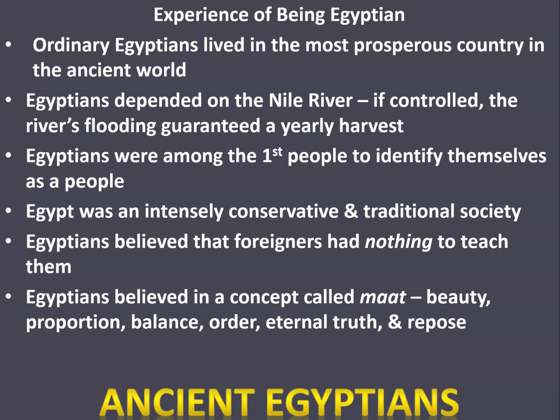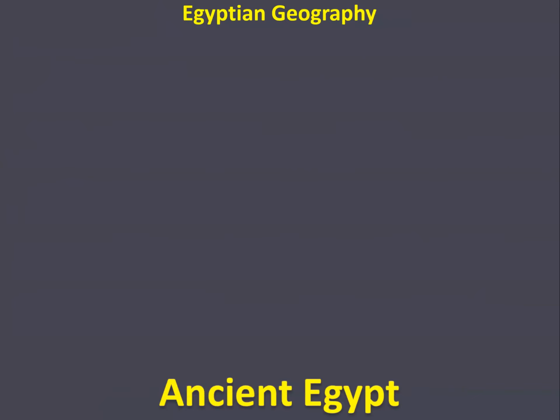Finally, and we'll see this come up again and again throughout the unit, the Egyptians believed in a concept called ma'at. And this can be translated different ways: beauty, proportion, balance, order, eternal truth, repose. But basically, life is ordered. There is a balance, there is a rhythm to life. And if you can find that, if you can embrace that rhythm, embrace that way of thinking about the world, you're going to be able to find ways to improve yourself and also be successful in what you're doing.